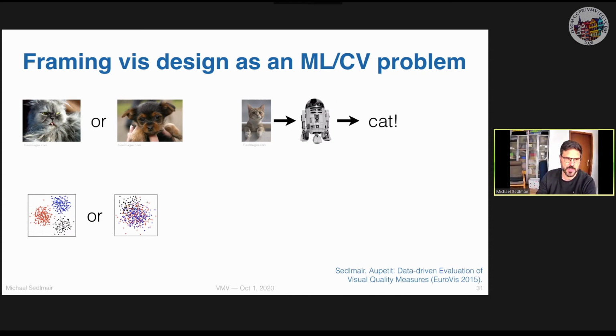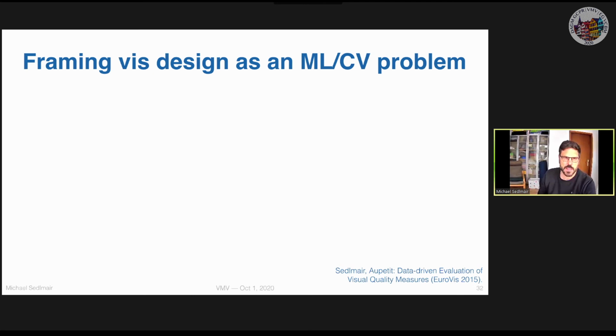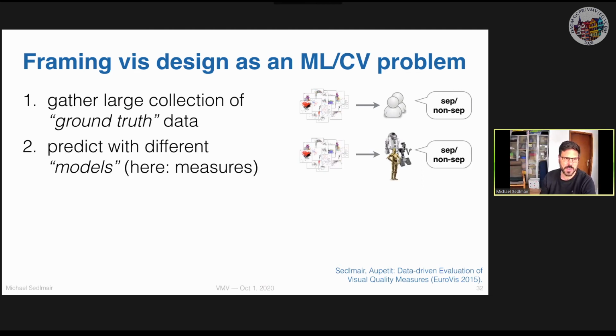Isn't that essentially what we also want to do for abstract visualization? We have some scatter plots that have separable classes and some that have mixed classes. Essentially, we want to feed in an unseen scatter plot, and then our model tells us whether this is separable or not. So this is what we did, and we wrote this EuroVis paper about that. A really simple first approach: we gathered a large collection of ground truth data from human coders. They really just said a class is separable or it's not separable, so it's really just a binary classification problem.